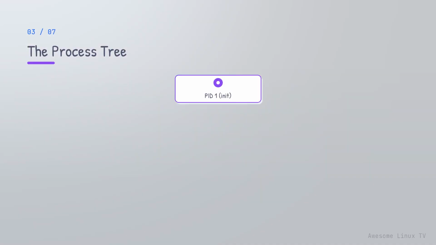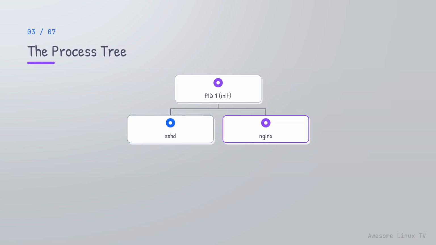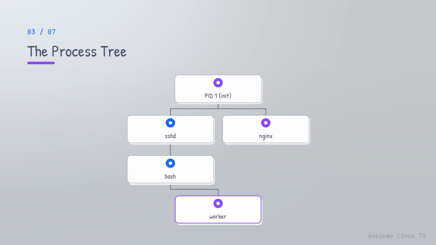Here's what that tree looks like. PID 1 sits at the top. It spawns services like SSHD and Nginx. Those services might spawn their own children, a shell session, a worker process, but every single one of them traces back to PID 1. If you run pstree on a Linux machine, you'll see exactly this kind of structure with init or systemd at the root.